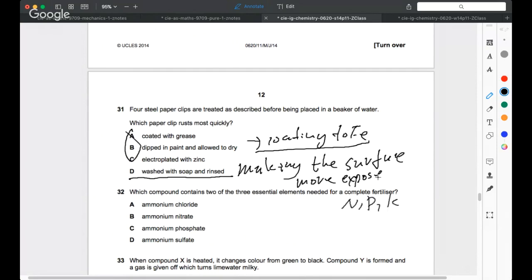So that means it will react with oxygen and water more quickly. So D will give you the right answer.